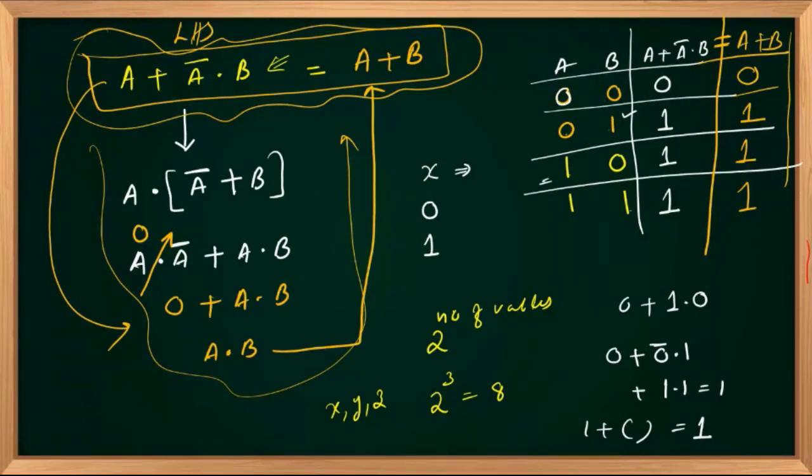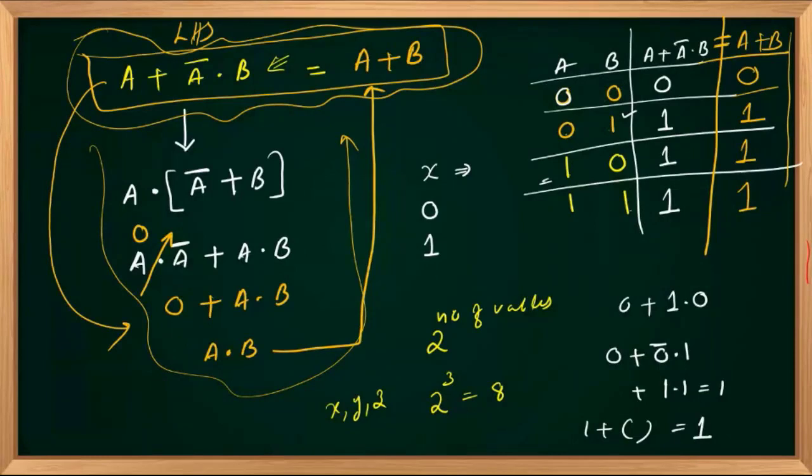Then we'll move on to the next topic. Shall I move to questions? Please respond. Is that clear up to this? We have learned the duality theorem or duality principle, then a few postulates and a few theorems in Boolean algebra. And the distributive law and the expression A plus A bar B equal to A plus B, both are important.